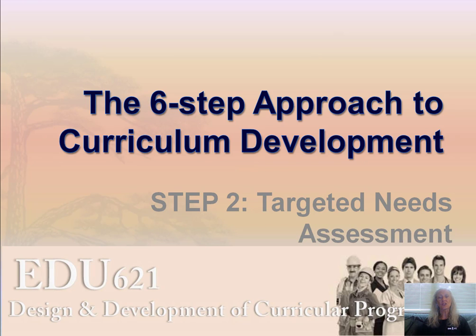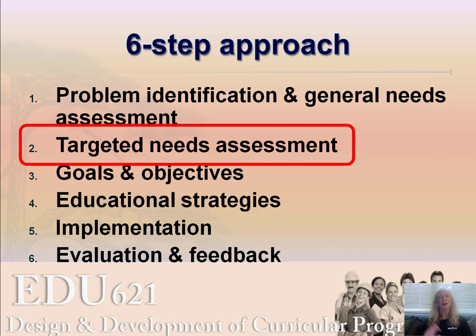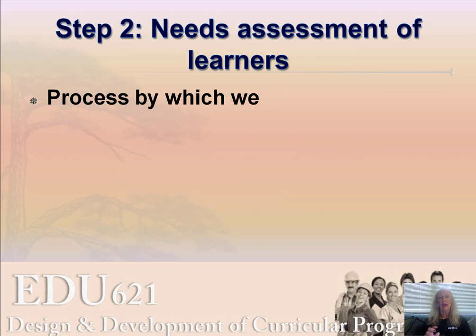Step 2 is your targeted needs assessment for your academic or training program. In step 1, you wrote a 4 to 5 sentence rationale for your program. This rationale brings us into our targeted needs assessment. And your needs assessment has to do with your learners. What do your learners need?